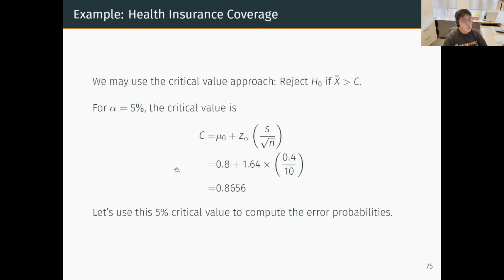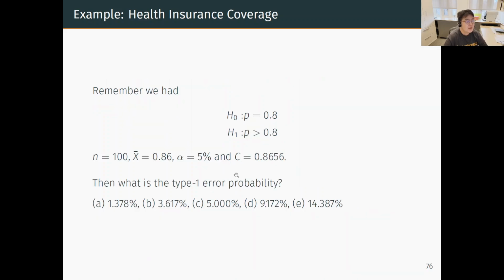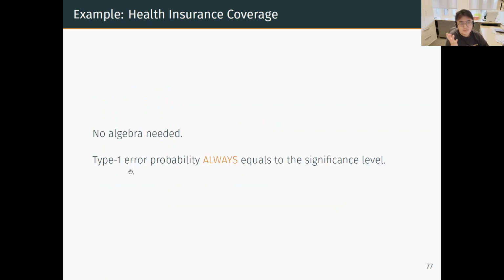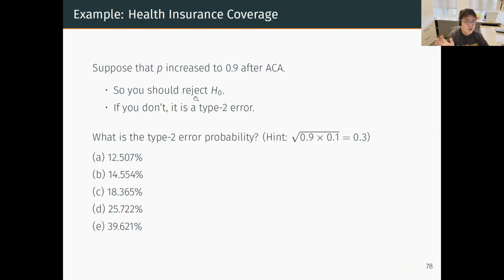But we are going to use this critical value now to evaluate the error probabilities, type 1 and type 2 error probabilities. What is the type 1 error probability? Remember, the critical value is given here. It is your calculation. We are using the same numbers. The type 1 error probability does not need any algebra. It is always the significance level. So automatically it is 5%, right? No need to calculate anything. But the type 2 error probability requires some computation.